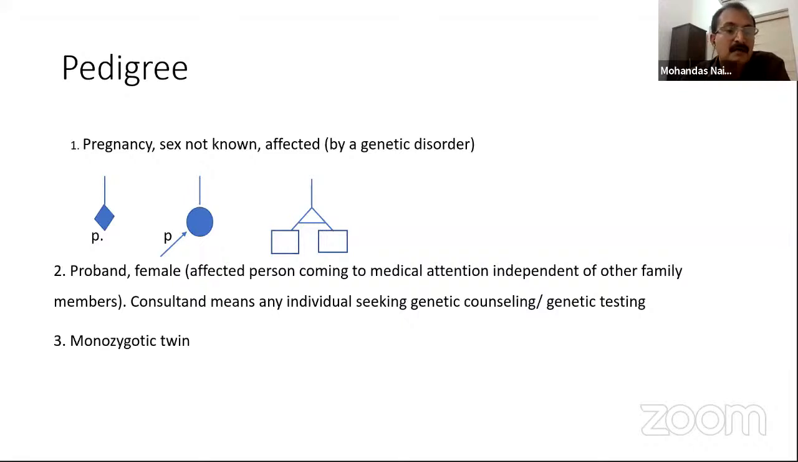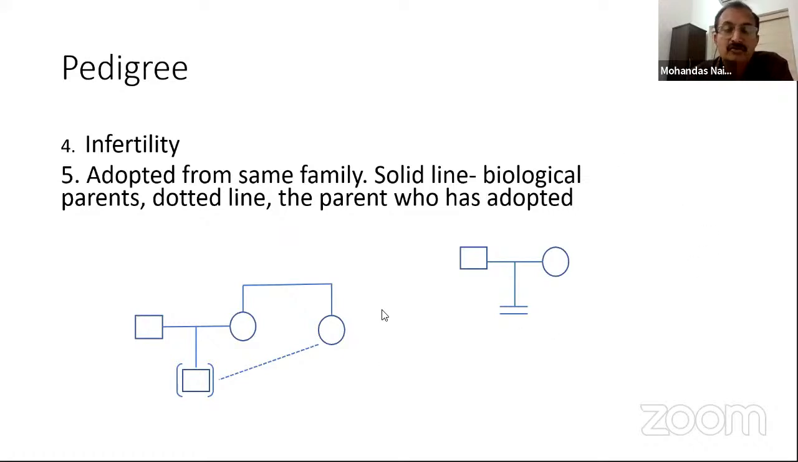And the third one is monozygotic twin. The line connecting these two lines means that it is monozygotic. If there is no line, that just means it is twins. And the fourth one, there are 2 parallel lines. That shows there is infertility. The couple is infertile. If there is only one line, that just means that they don't have any children.